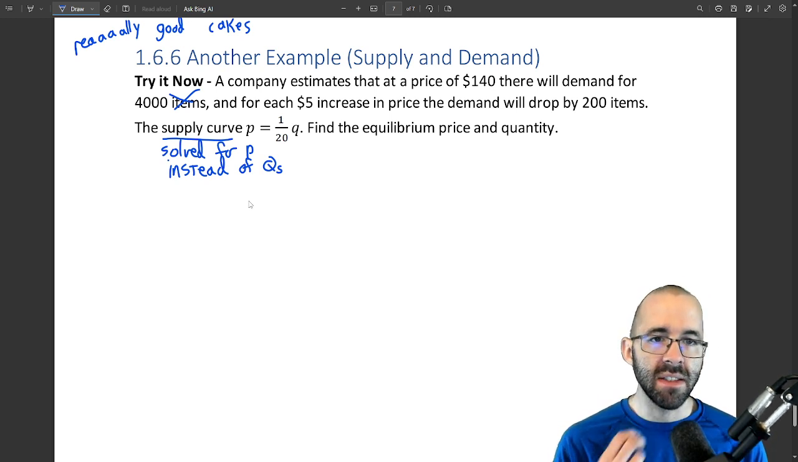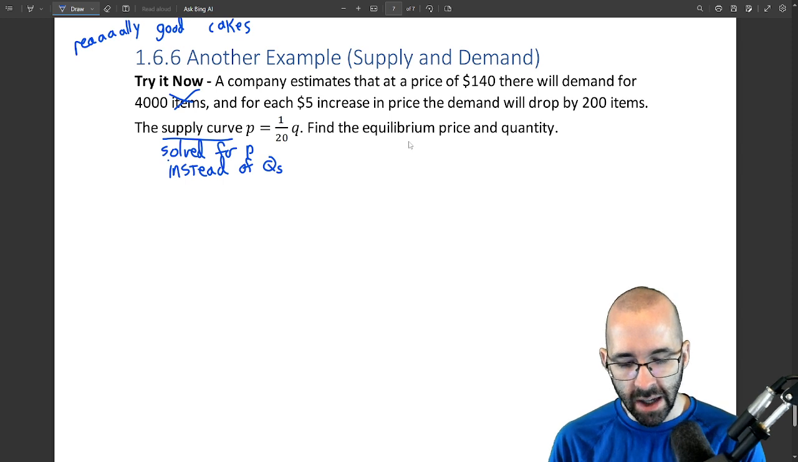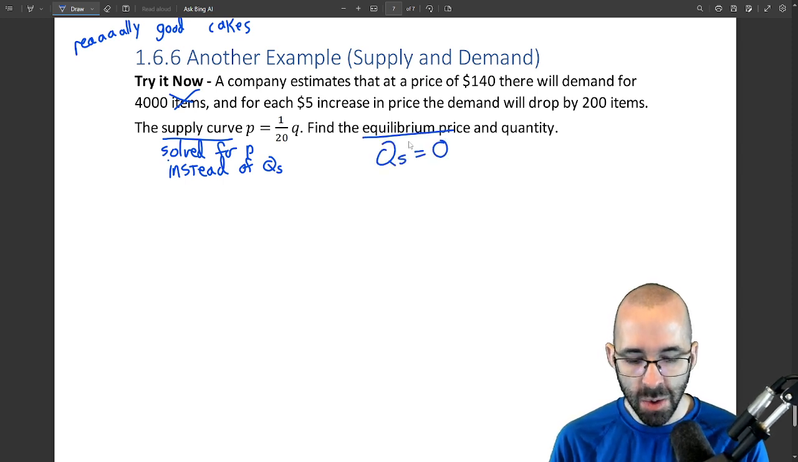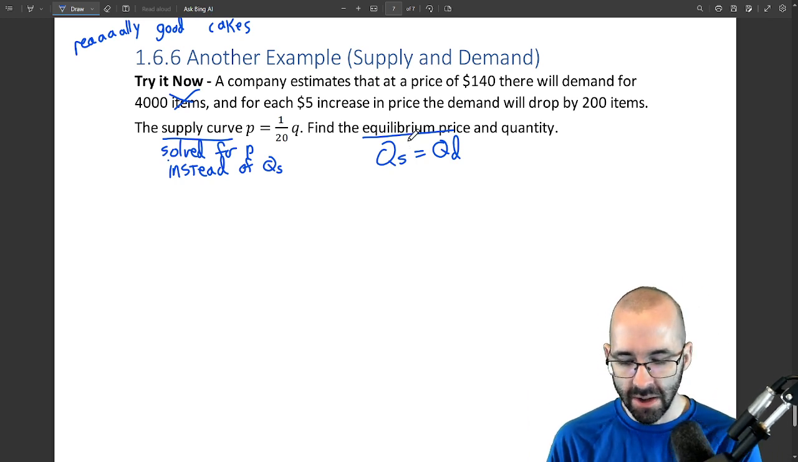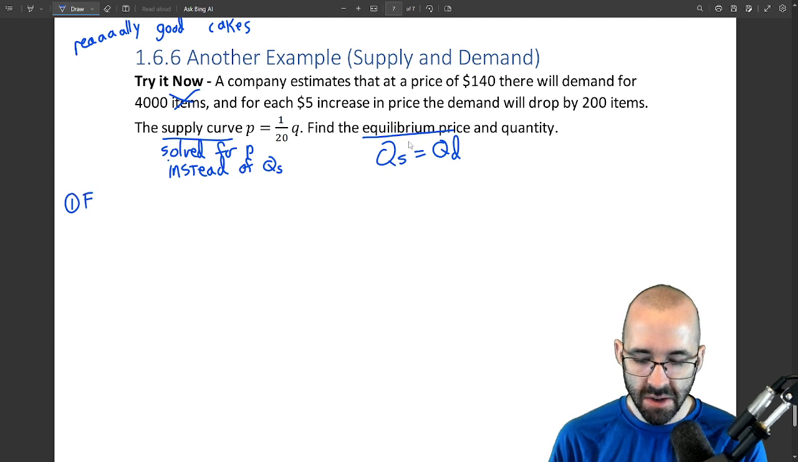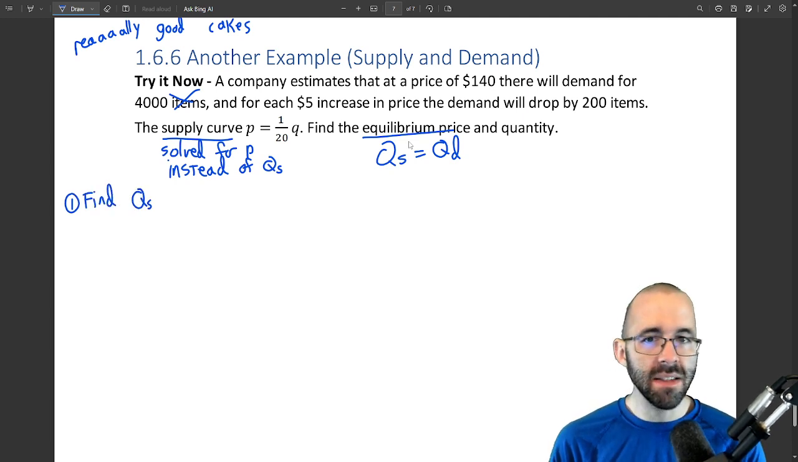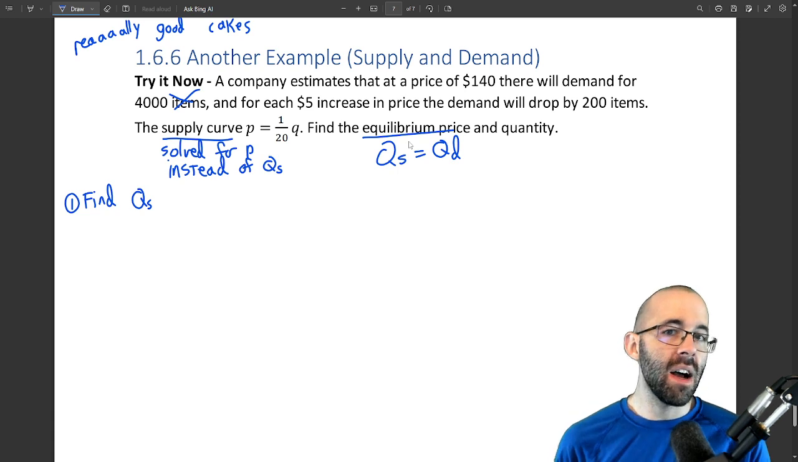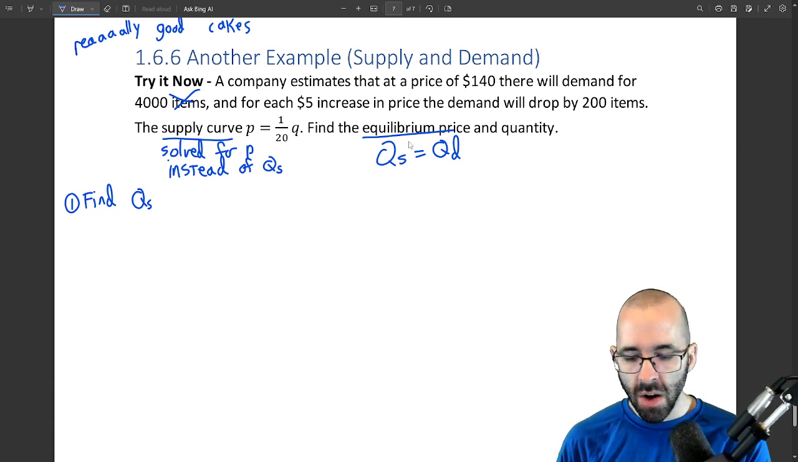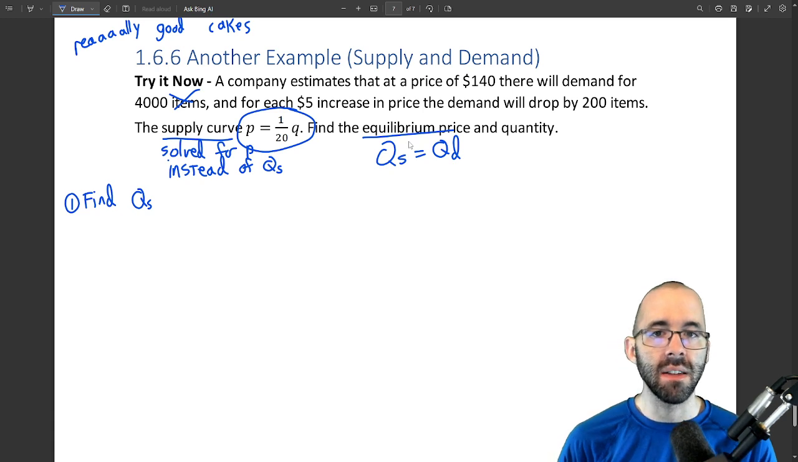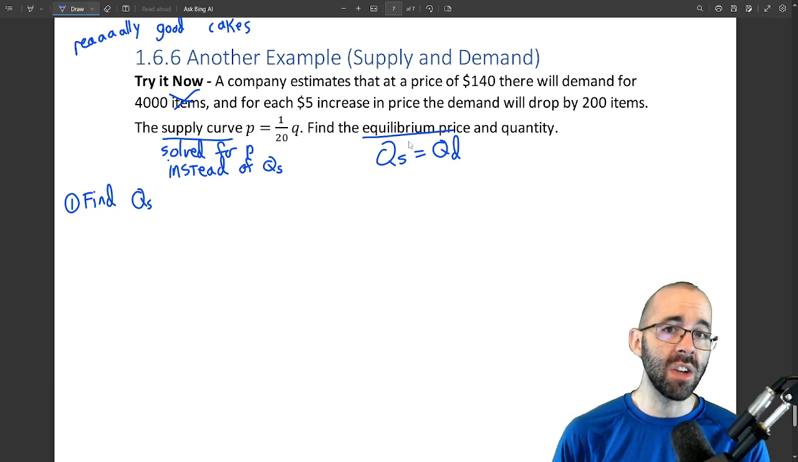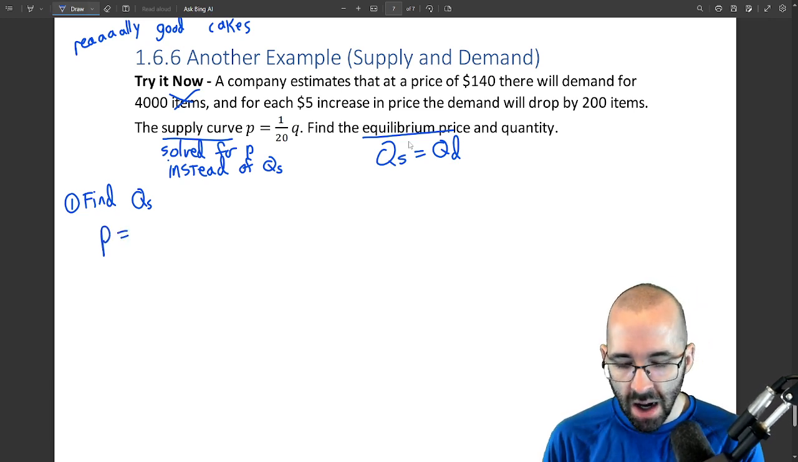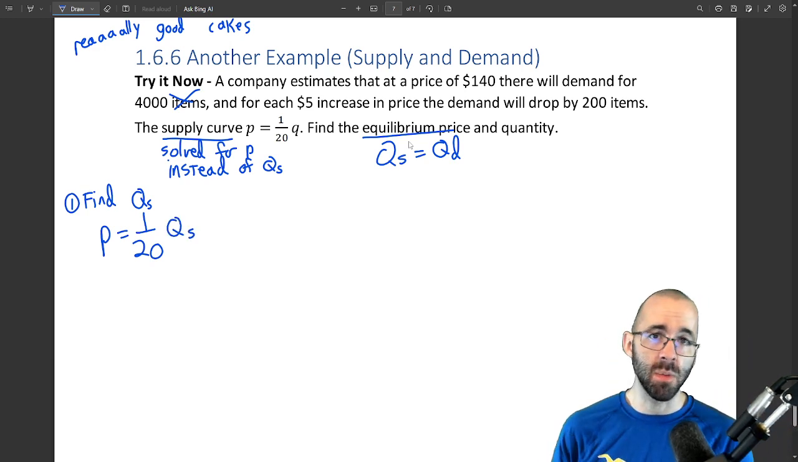Find an equilibrium price and quantity. So again, equilibrium price, that's where QS equals QD. We need QS, we need QD. So let's get into it. First, let's find Q sub S. Well, we basically already have it. That's the supply. And we know the relationship between supply and price. I'm going to rewrite this. Again, there's nothing wrong with the equation that this problem gave us, but I'm going to rewrite it to try to be consistent with the variables I'm comfortable with.